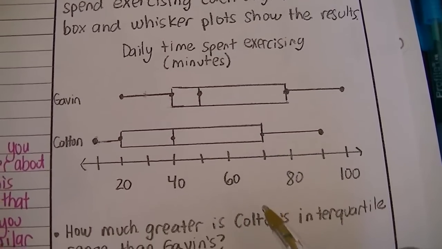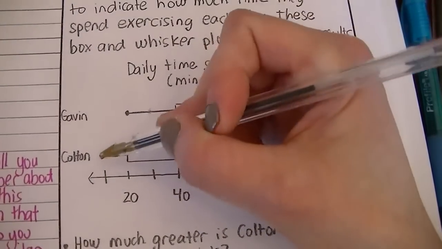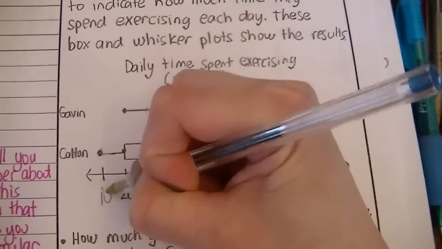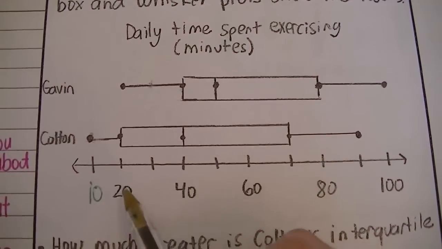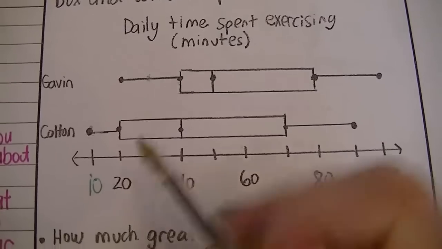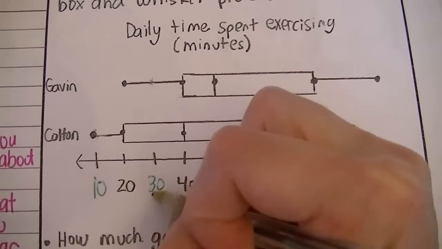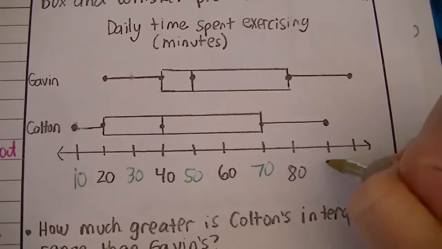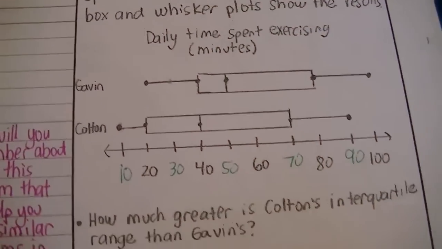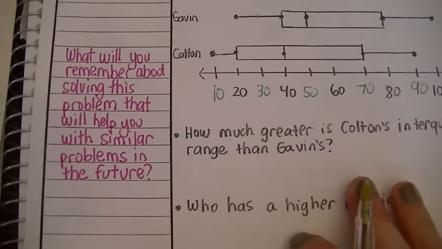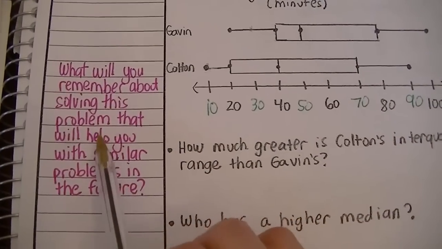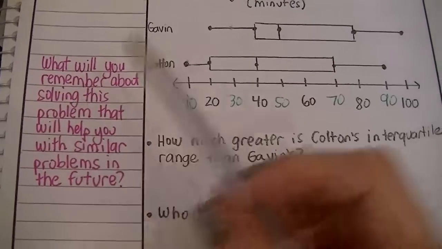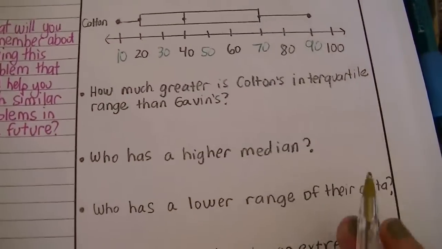So for example, the least amount of time that Colton spent exercising would be 10. If you're like, how'd she get 10? I'm looking at the intervals here. So we go from 20 to 40, so down here is 30. So I'm jumping by tens. So whenever you have something like this, you might want to just fill it in to avoid confusion later on, okay? The summary at the very end is, what will you remember about solving this problem that will help you with similar problems in the future? So you're going to answer this question. I'm just having you pre-read that so you can think about it as we work through these problems.